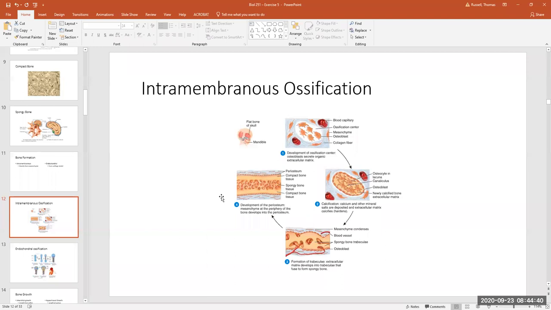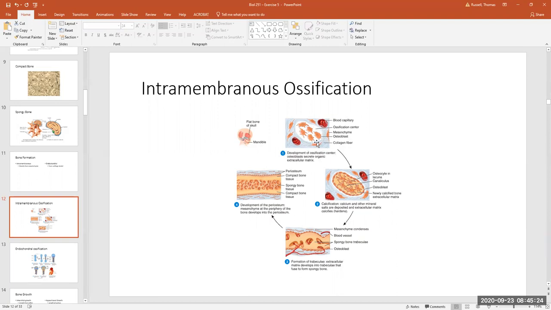So how do we make this anyway? Well, intramembranous ossification starts with what we call an ossification center. That's just a fancy term for bone formation center. Ossification means bone formation. So the osteoblasts are actually going to develop from an embryonic cell that develops from what we call mesenchyme. Mesenchyme is an embryonic tissue. And so the osteoblasts start to accumulate in the area where the bone is supposed to form, and the osteoblasts begin to lay down the bony matrix.